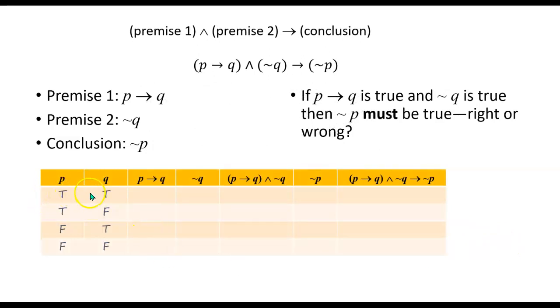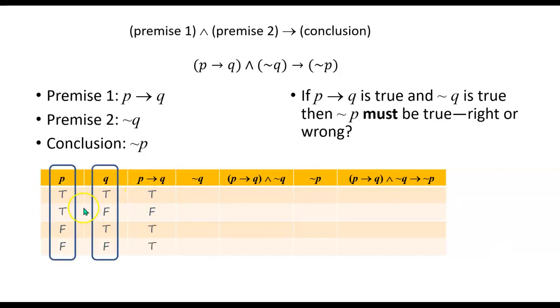So fill in the values for P and Q individually. Work out the value for if P then Q. So if true then true is true, if true then false is false, if false then true is true, if false then false is true.